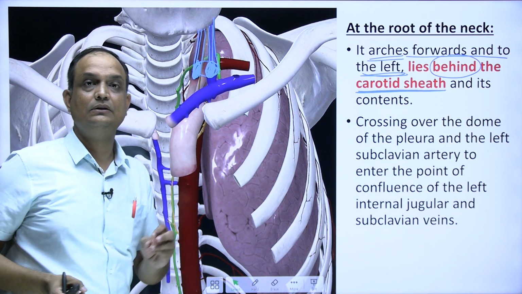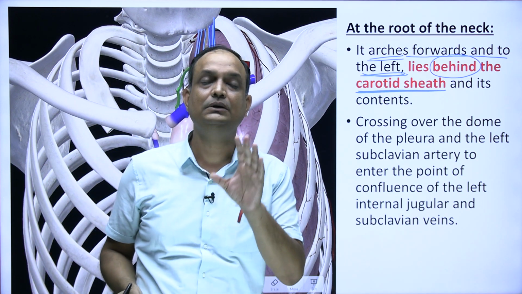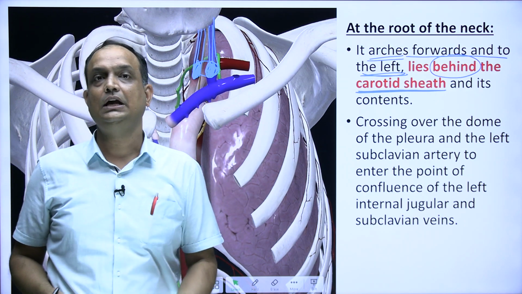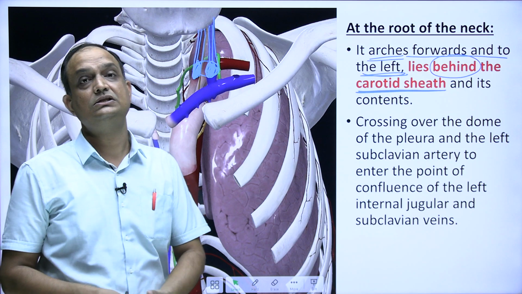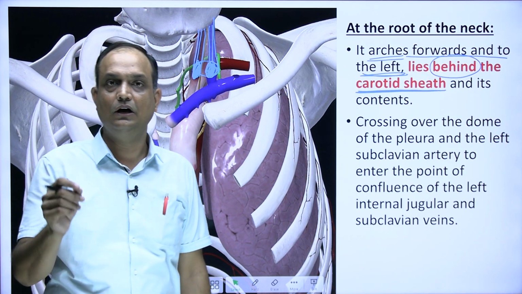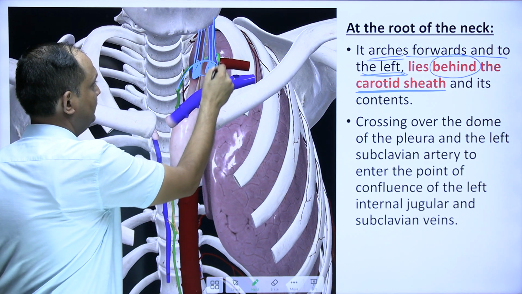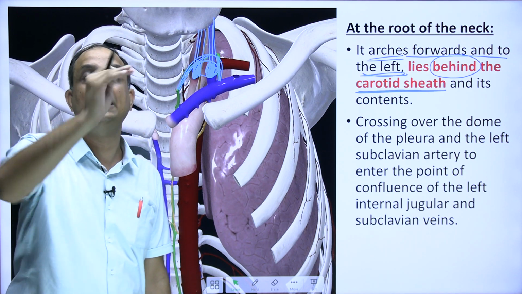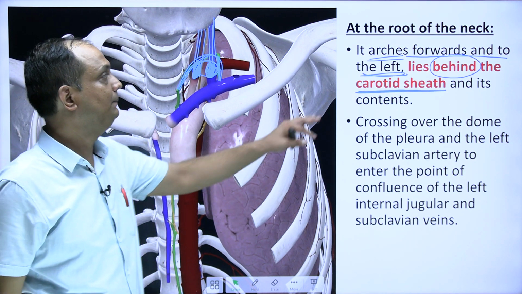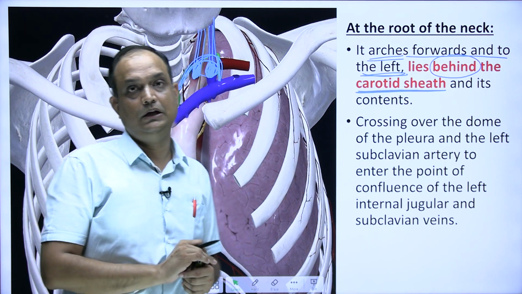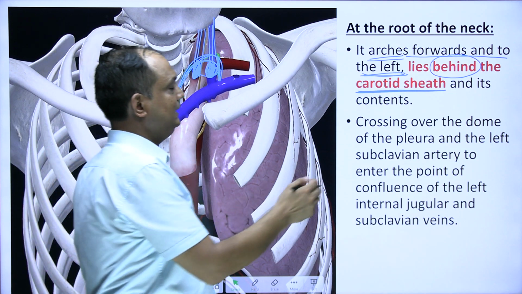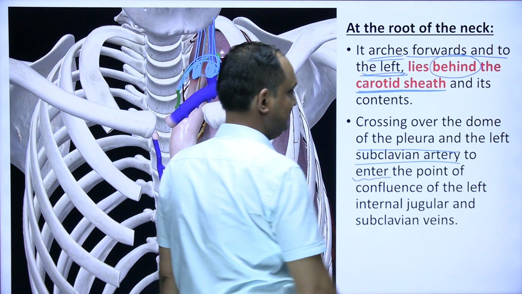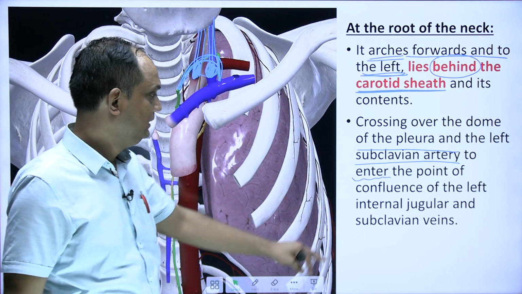So my dear friends, it is a very commonly asked question in your exam that if there is an injury behind the lower part of the carotid sheath, there is a very high chance of injury of the thoracic duct. Because the thoracic duct loop actually starts at C7, and the beginning of the loop is behind the carotid sheath, or behind the terminal part of your left common carotid and internal jugular vein. Then it crosses over the dome of the pleura and the left subclavian artery, and ultimately it enters at the confluence of the left internal jugular vein and the subclavian vein.